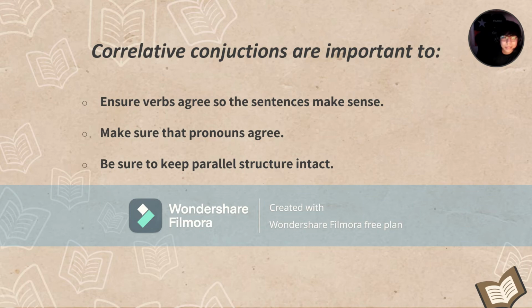The first one, it ensures that the verbs agree with each other, so the sentence would make sense. And then the second one would be correlative conjunctions ensure that pronouns agree. And lastly, correlative conjunctions make sure to keep the parallel structure intact grammatically. Okay, so let's proceed with the types and examples for the correlative conjunctions.